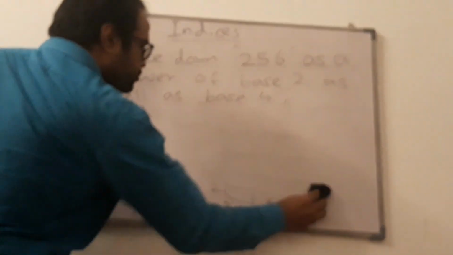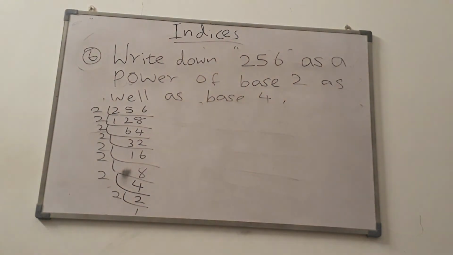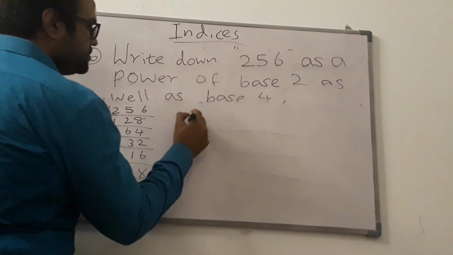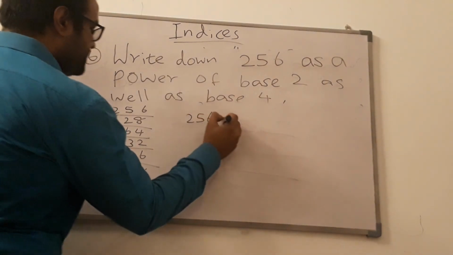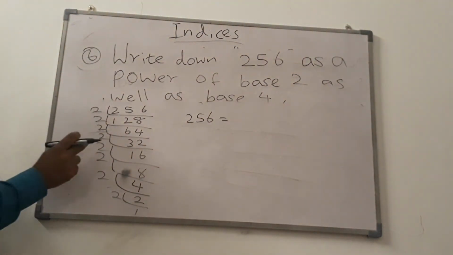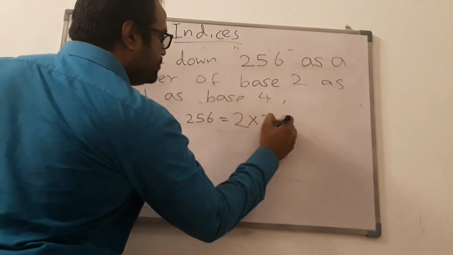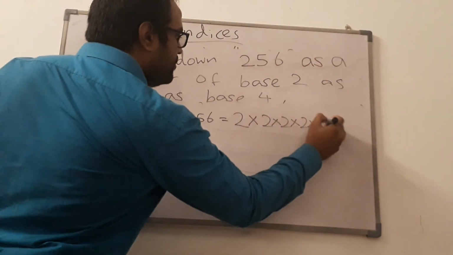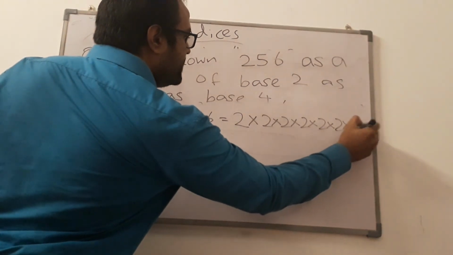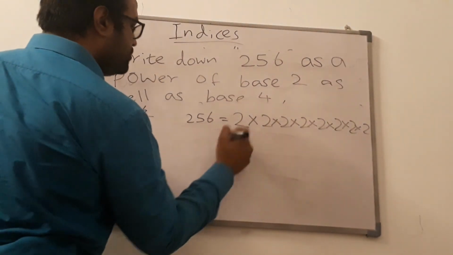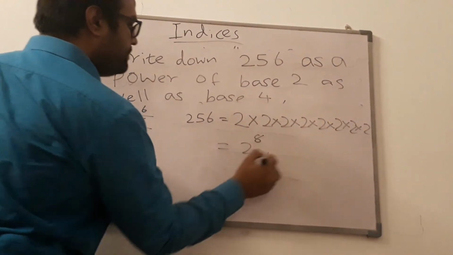Now we will write 256 as a power of 2. 256 means 1, 2, 3, 4, 5, 6, 7, 8 2's multiplied with each other. So the answer is 2 to the power 8.